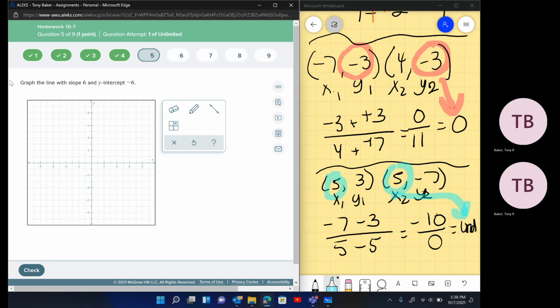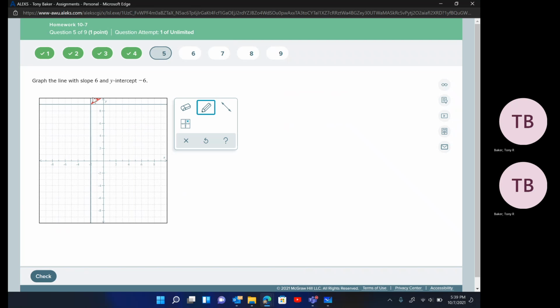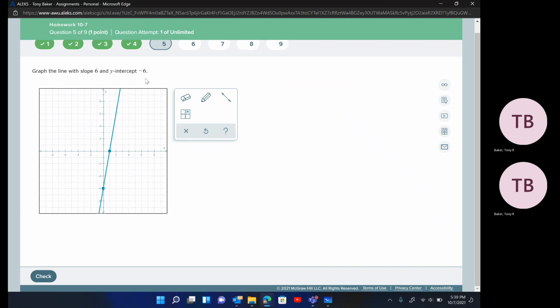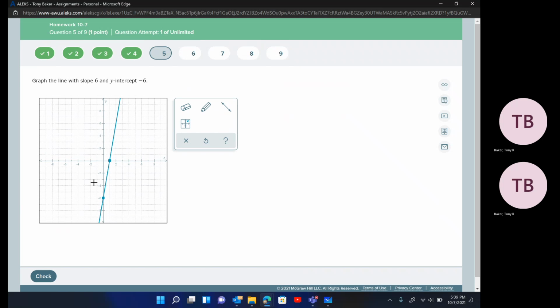All right, so now they're going to go back and have you do it the way that I showed you already. So this is going to be really simple. My y-intercept is -6. They put a point at -6. My slope is 6. So that means I'm going to go up 6 and over 1, and draw my line. So y-intercept graph first, and then my slope is I'm going up and over. Yep.